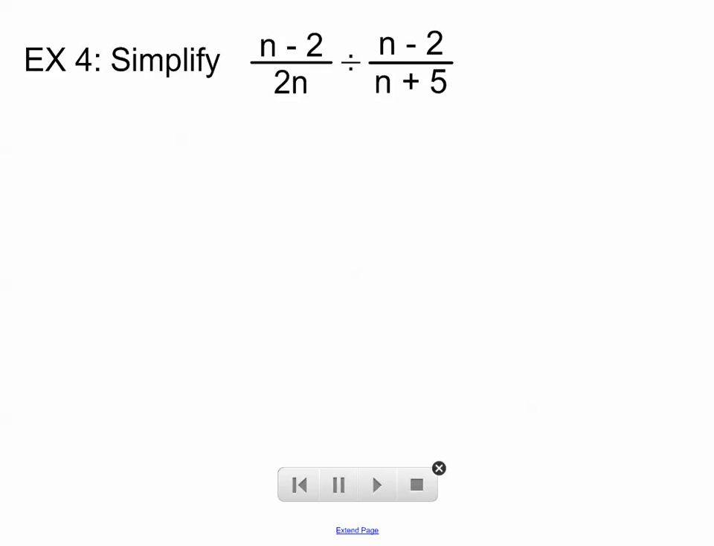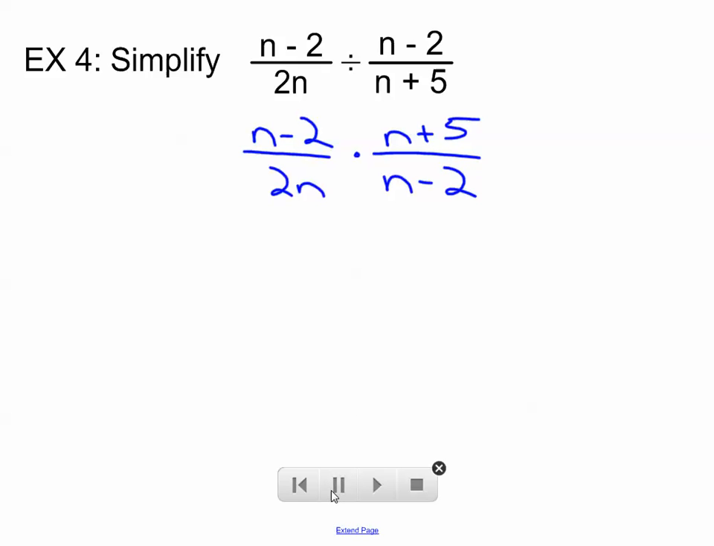This problem is slightly different because we've got division, but dividing by a fraction is the same as multiplying by its reciprocal. So instead of dividing by n minus 2 over n plus 5, let's multiply by its reciprocal, n plus 5 over n minus 2. Just like you first learned how to divide fractions. The n minus 2's will cancel out, and we're left with a simplified expression of n plus 5 over 2n.